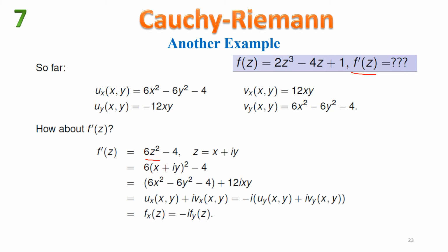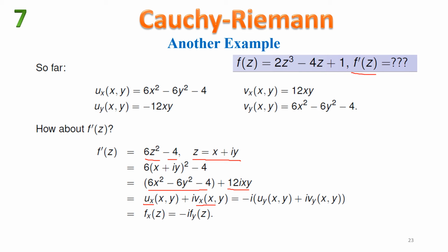We have to differentiate, so derivative will be minus 4 and derivative of 1 will be 0, where z is x plus iy, and if we substitute that x plus iy in place of z, we are left with 6 into x plus iy squared minus 4. So here we can expand the bracket and we can couple things together in terms of real quantity and imaginary quantity. Here i squared is replaced by minus 1, and this i is associated with 12xy. So here this is a ux component and this is a vx component, you can realize.